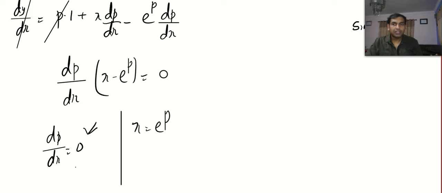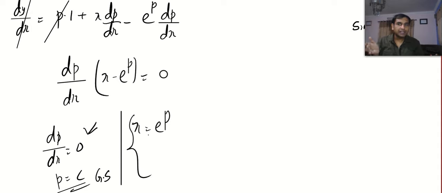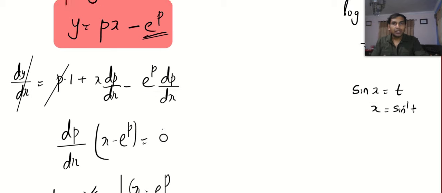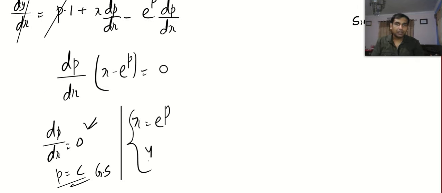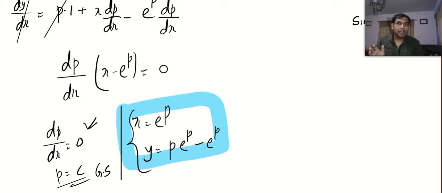So this gives, we have done so many problems, p equal to c, plug it into the given equation, you'll get the general solution. Now this is so easy. We already know the x value. You plug it here. So we get y is equal to p e power p minus e power p. If you want, you can leave it here. This is the parametric solution.